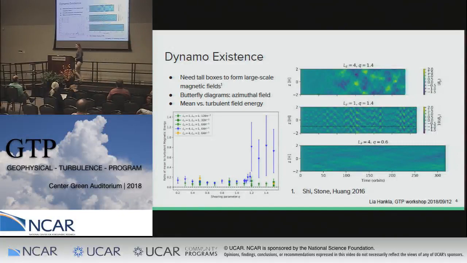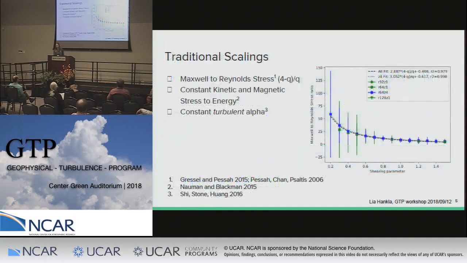So I thought I should probably reproduce some of the scalings that people normally do in this kind of work, just to see if I'm on the right track first. These are some traditional scalings that people find. The Maxwell to Reynolds stress ratio, which was shown in Pessah and Psaltis to be (4 minus q) over q, and I find very good agreement with that for tall boxes and short boxes. I also find a constant Reynolds stress to kinetic energy ratio and Maxwell stress to magnetic energy ratio, and also this constant turbulent alpha, which was defined in a different paper.